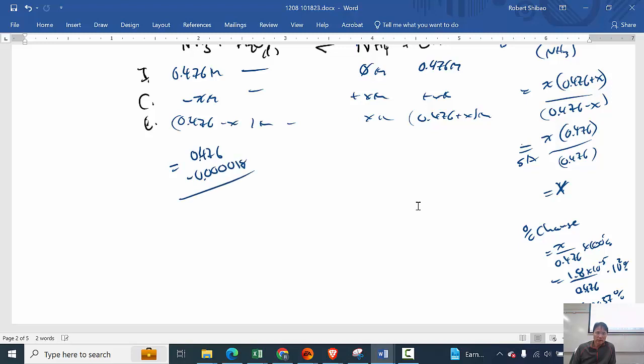And so this is four zeros and then a 1.8. So this comes out to 0.475982, which would round to 0.476. This is going to be 1.8 times 10 to the minus 5. And this is going to be plus, so this is going to be 0.476, that's 40, so 0.18 molar here. All right, we'll just double check the K really quick to make sure there's no errors that we can catch. 476.018 times 1.8 times 10 to the negative 5 divided by 0.475982.